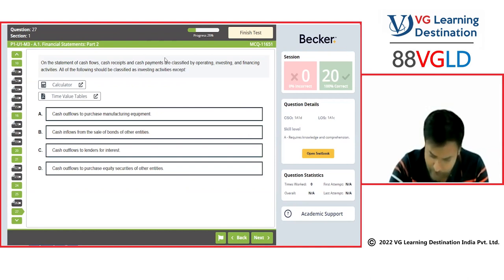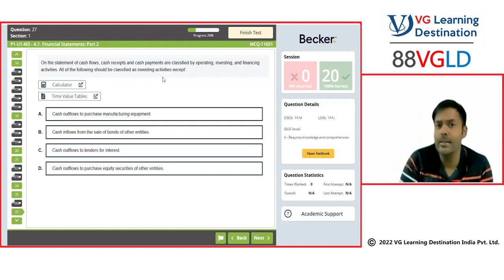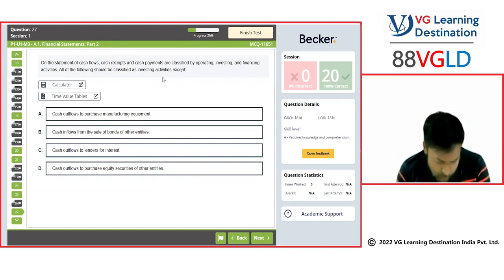If it is the IA, then how can it be the answer? Because it is asking you, all of the following should be classified as IA, except. So basically, they are looking in this case, what is not an IA? A is IA. So that means A should not be the answer. Right, John? B is IA. Is B IA? Yes, B is also IA. Is D an IA? Yes, D is also IA. You're purchasing the stock for another company.